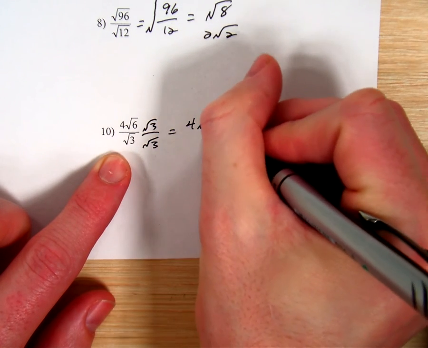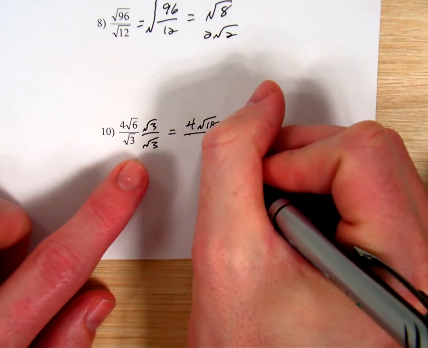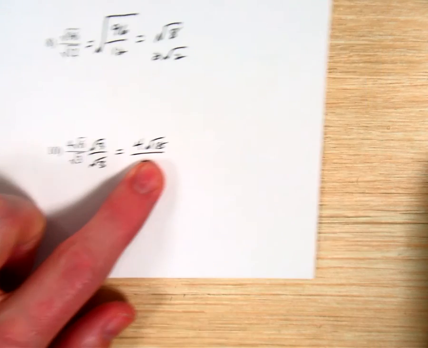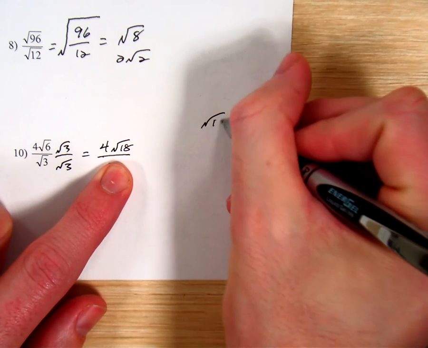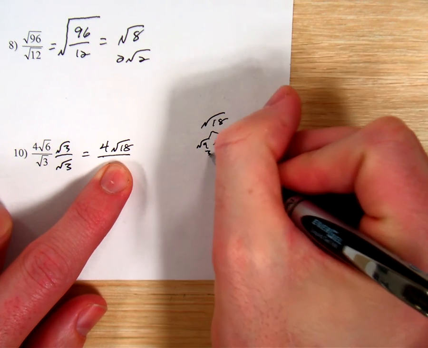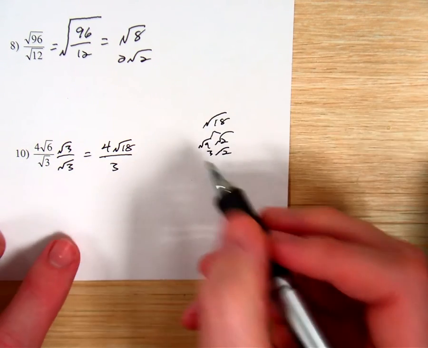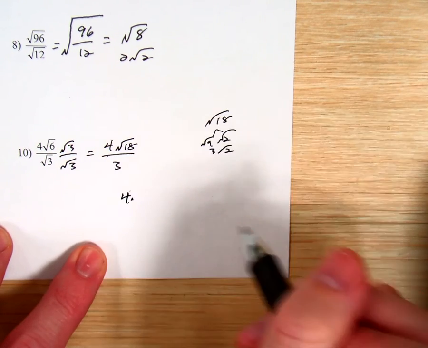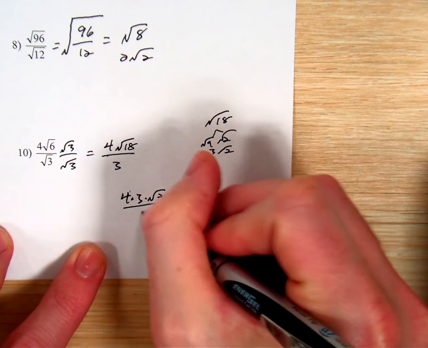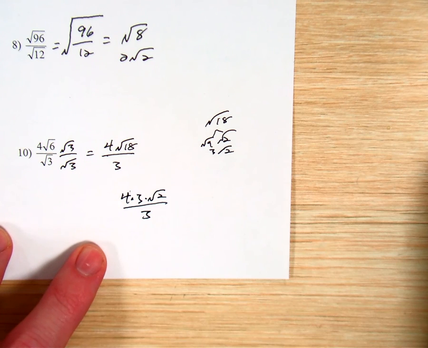So now we have 4 square root of 18 over regular 3. We can break apart 18. 18 is going to be 9 and 2, that's going to be 3 radical 2. So now I'm going to have 4 times 3 times radical 2 all over 3.